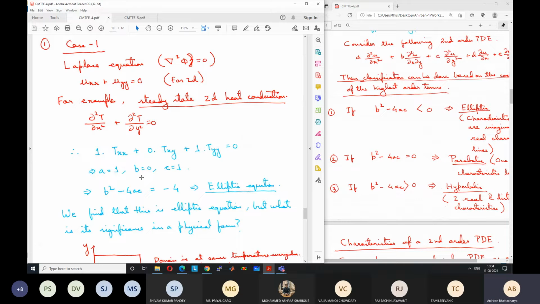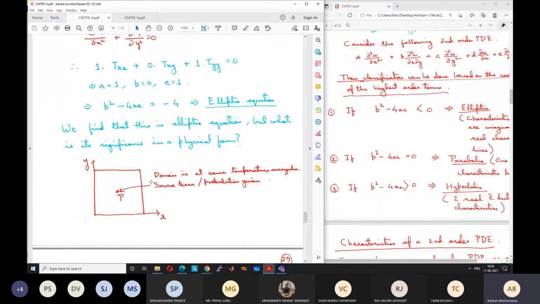Now the question you should ask is, it is all fine that we have found that it is an elliptic equation based on our calculation. But so what? What is the meaning of whether it is an elliptic equation or not? How does it matter to us? You have shown some classification, and based on some calculation, we have found that b square minus 4ac is less than 0, so we are calling it an elliptic equation. But so what? What is the physical significance of this? That is an important question. So let us consider a physical problem to try to understand the significance.